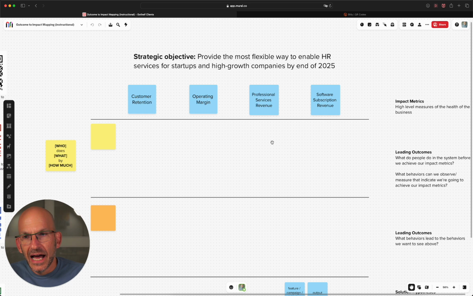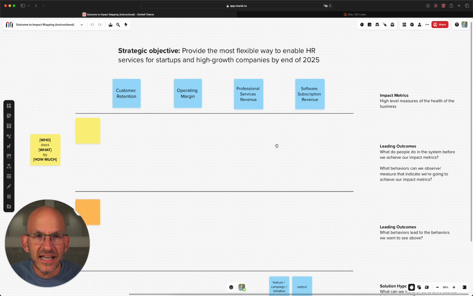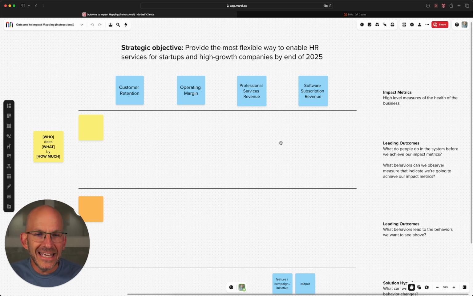Terrific. Now, how do they know? Well, what are they measuring? Well, the execs, typically they measure what we call impact metrics. You'll see that over here on this side. Impact metrics, we define that in our books as the high-level measures of the health of the business. So these are literally the KPIs that are on exec dashboards. Things like, in this particular case, customer retention, our operating margin, profit margin, right? In this particular case, they've got a professional services side of the business. So we want to see the revenue coming out of the professional services side of the business. And there's a software side of the business.